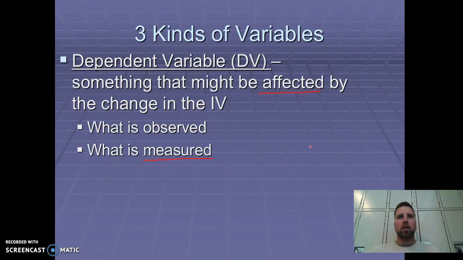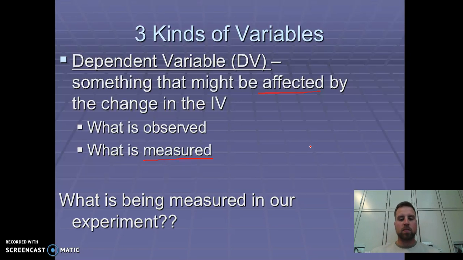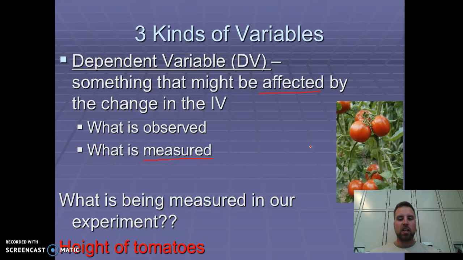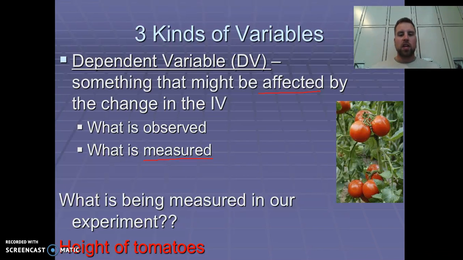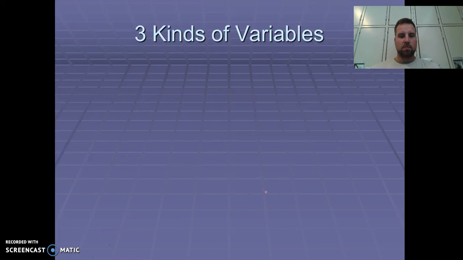Okay, so think back to our experiment that we talked about: coffee grounds and tomato plants. So what am I going to be measuring? What am I looking at to see what happens? So what is being measured in our experiment? It's the height of our tomatoes, right? If I add in coffee grounds, and I look to see if it impacts my tomatoes, I'm going to be measuring my tomato plants.